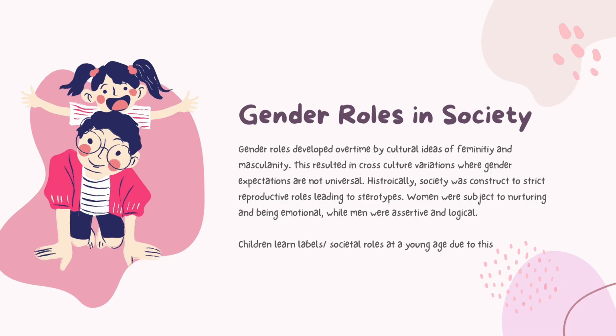Gender roles in society have developed over time through cultural ideas of femininity and masculinity. This resulted in the cross-cultural variations where gender expectations are not universal. Historically, society was constructed to strict reproductive rules leading to stereotypes. Women were typically subject to nurturing and being emotional, while men were assertive and logical. It's important to note that children will learn societal roles and labels during this time.